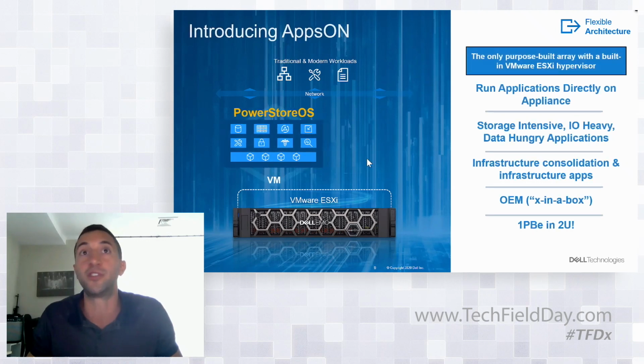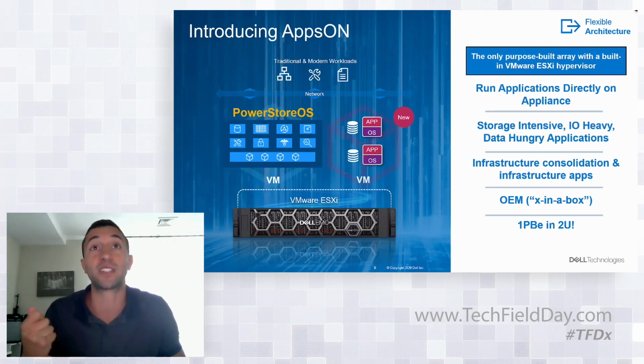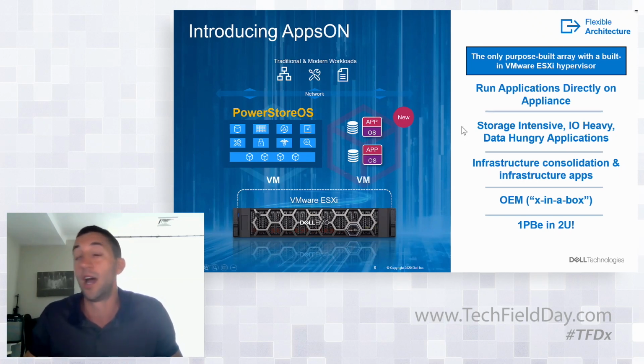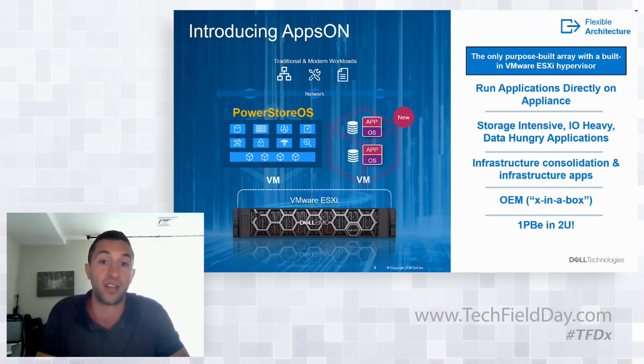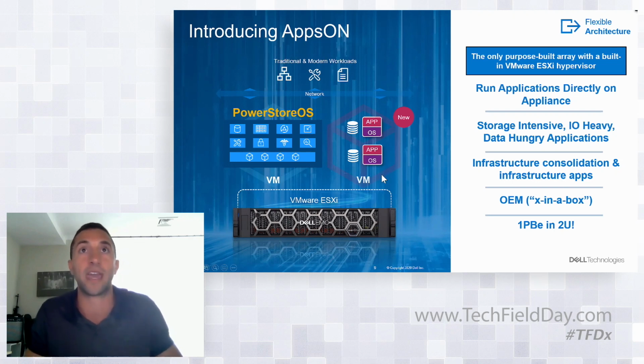And what this allows users to do now is that local compute is exposed by the ESXi hypervisor, so that users can run VMs directly on the same appliance as storage. So this is ideal for storage-intensive, IO-heavy, data-hungry applications, for infrastructure consolidation use cases, for OEM in a box. And again, it provides the same exact storage capabilities that the PowerStore model offers. And we'll get a little bit more into specific use cases shortly.